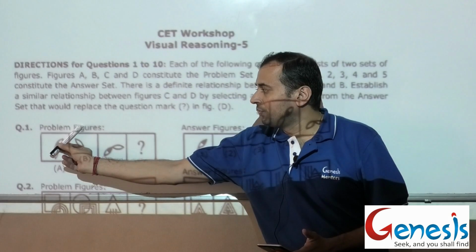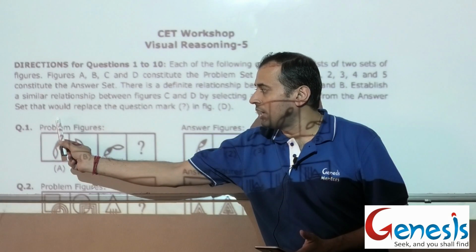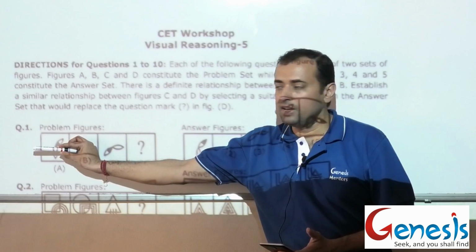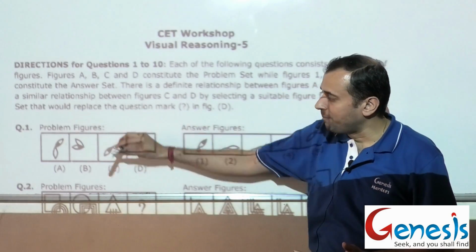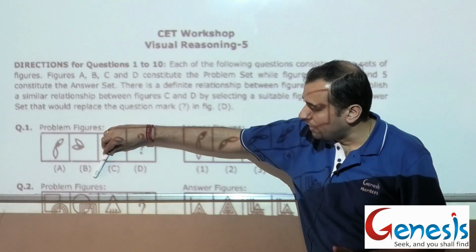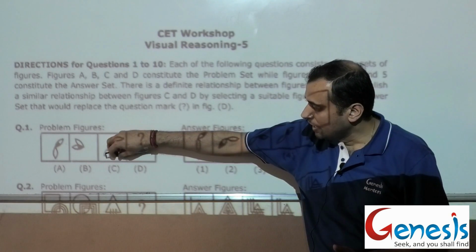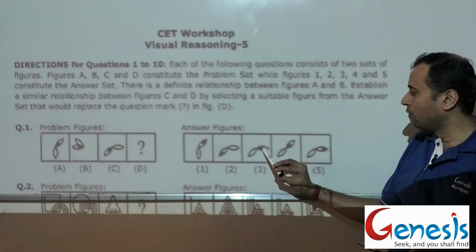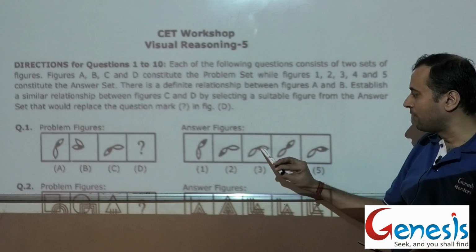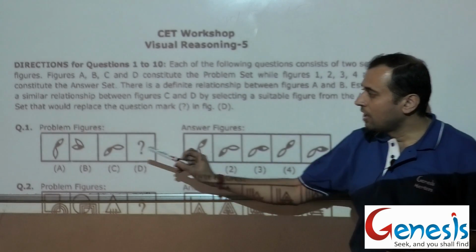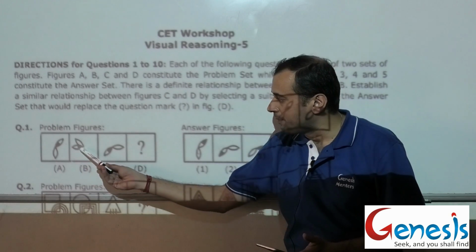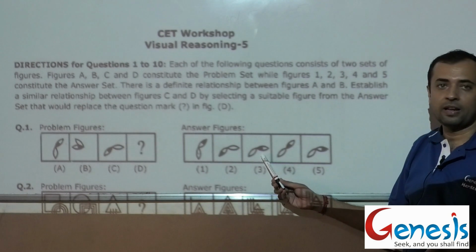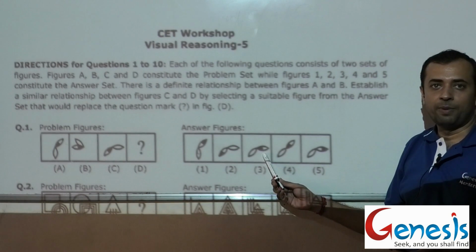The shaded leaf is first rotating 45 degrees anti-clockwise and then 90 degrees anti-clockwise. It means a total of 135 degrees rotation in the anti-clockwise direction. The same thing should happen here: first it should rotate by 45 degrees and then 90 degrees, so it should definitely be pointing in this direction. That means the answer would be either 3 or 5, depending upon whether the inner part or the outer part is shaded. Clearly, in both cases here the inner part is shaded, so the inner part would be shaded here also, and my correct answer is figure number 3.